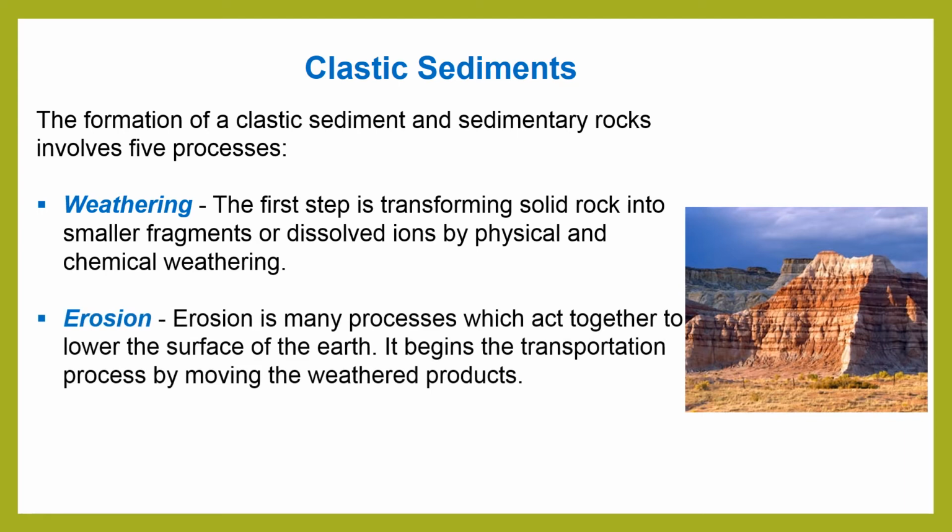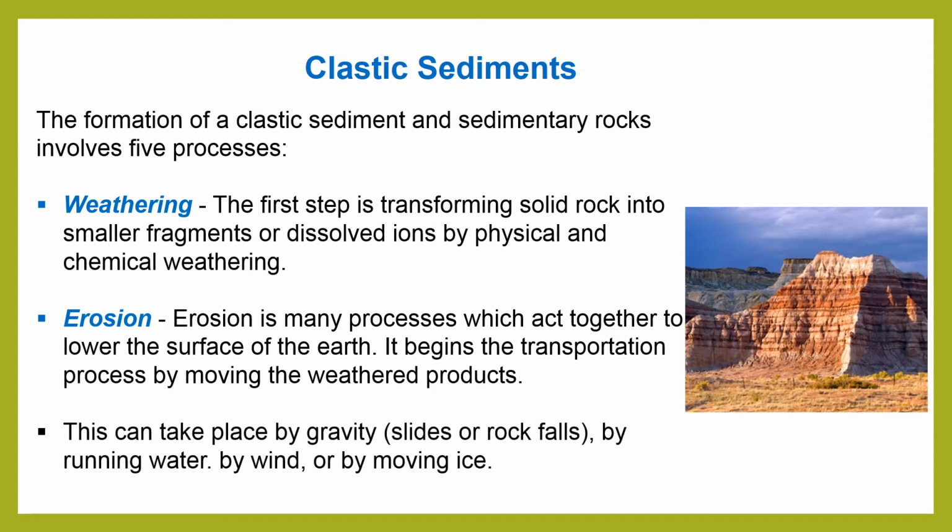And erosion comes later. Erosion is many processes which act together to eat the Earth's surface or to lower the surface of the Earth. It begins the transportation process by moving the weathered products away from the source rock. And this can take place by different means, like gravity sliding, rock falls, running water, wind, or moving ice.